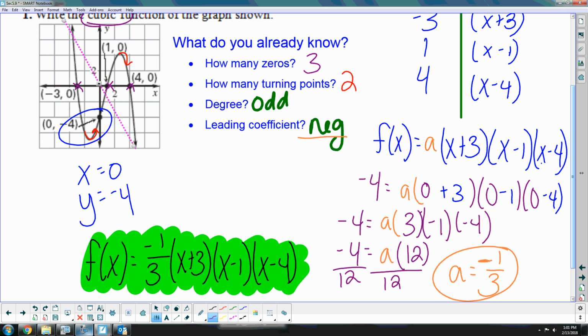Once we actually have it written out as a polynomial function, you want to make sure that everything you already knew is true about your function. So f of x equals -1/3 times x plus 3 times x minus 1 times x minus 4.